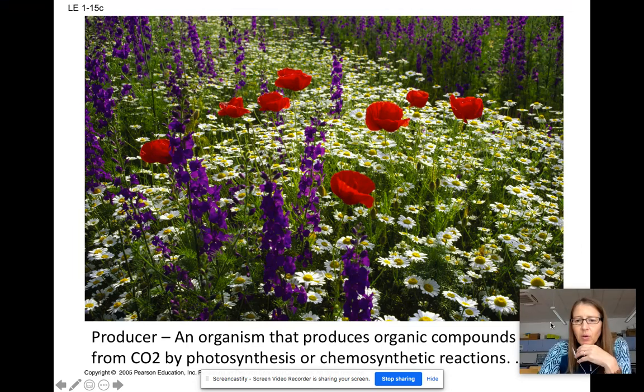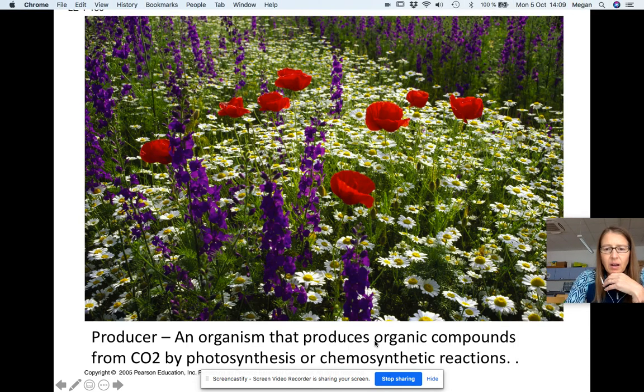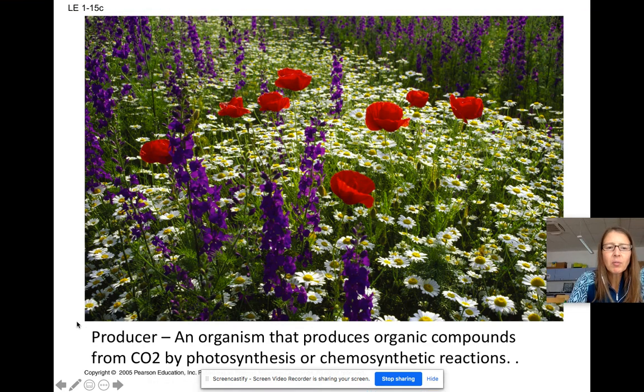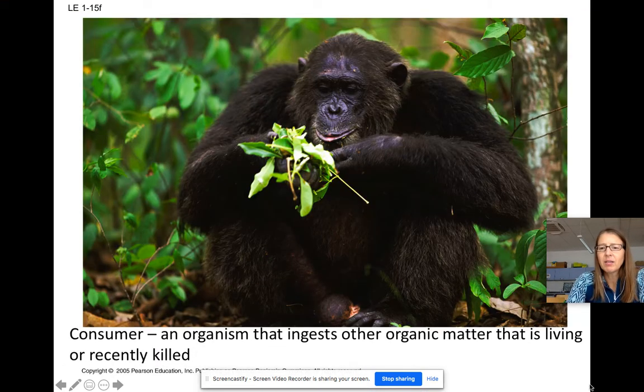Producer. So a producer is an organism that produces organic compounds from CO2 by photosynthesis or chemosynthetic reactions. We tend to use autotroph and producer synonymously. We tend to interchange them. Whereas the term consumer, on the other hand, has a very specific meaning for heterotrophs. So when we look at autotrophs, autotrophs and producers are kind of the same.